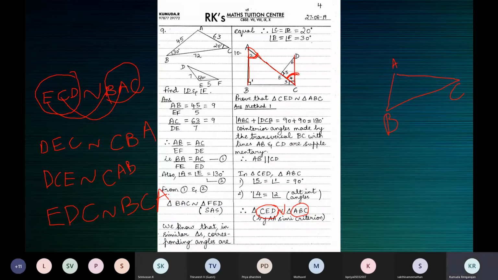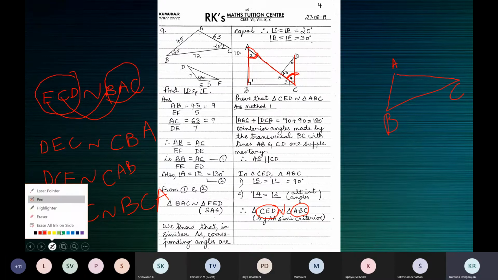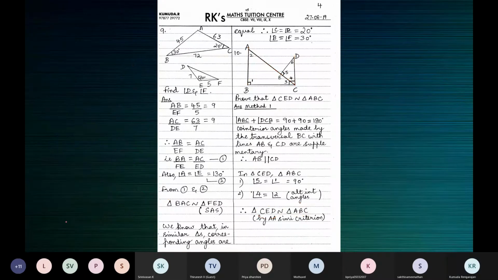Somebody here does not understand. Anybody here does not understand. Please ask me. We cannot proceed further without getting this clear. Let me just do it again. Do we understand that we have two triangles, one small triangle CED and one big triangle ABC? Can we see that? Yes, ma'am.